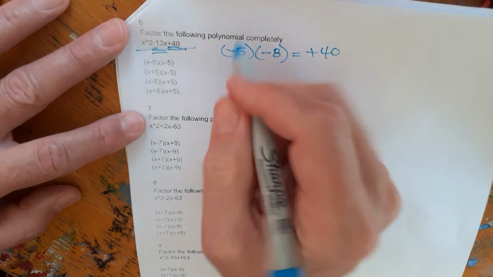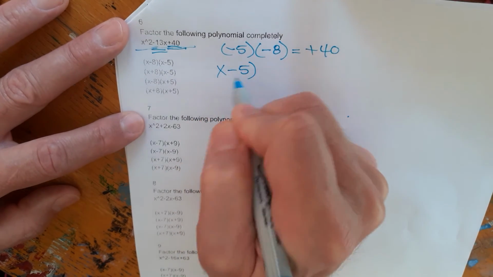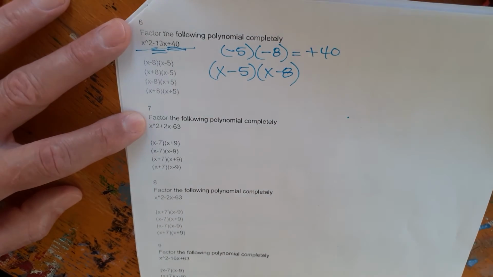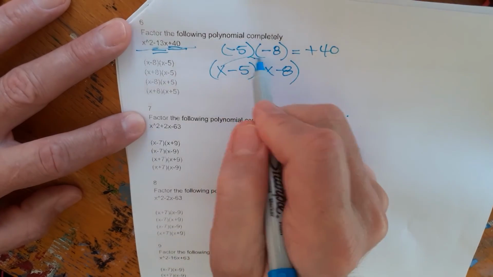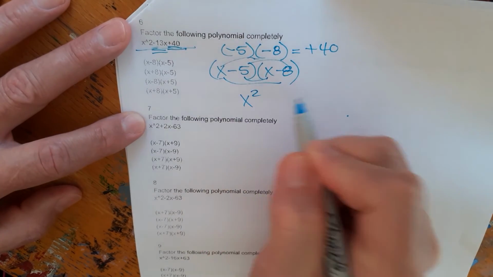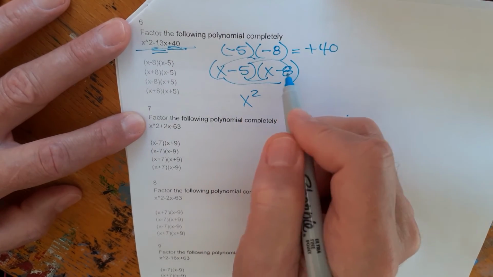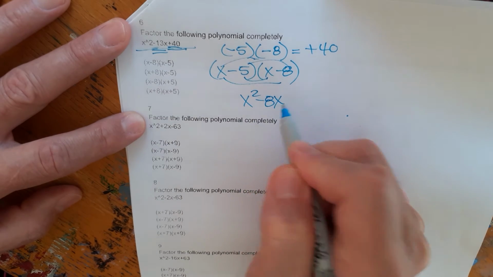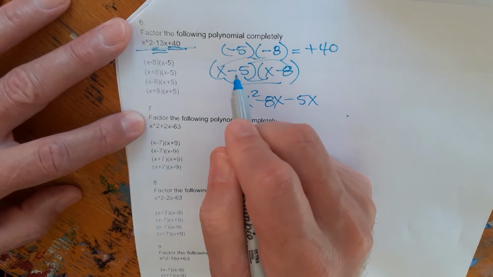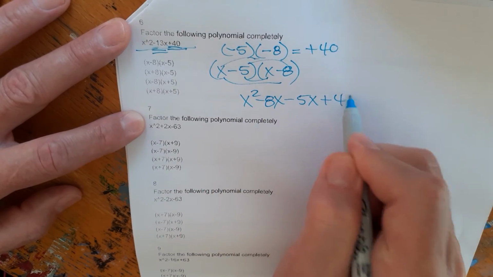So I'm going to get x minus 5 here. That's going to be one binomial, and x minus 8 is going to be another. And how do you check it, you guys? Go backwards, right? First, outside, inside, last. First is x times x is x squared. Outside is negative 8 times x. Negative 8 times x is negative 8x. Inside is negative 5 times x. And last is negative times negative, positive 40.